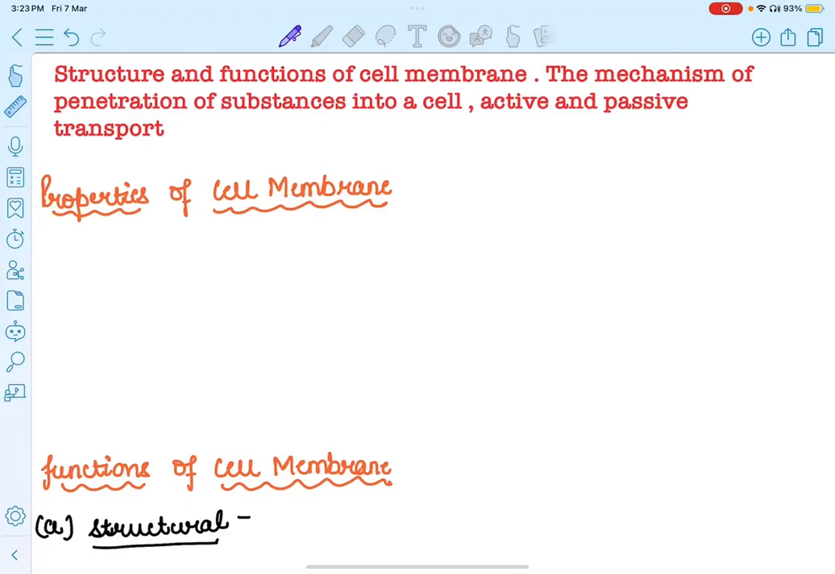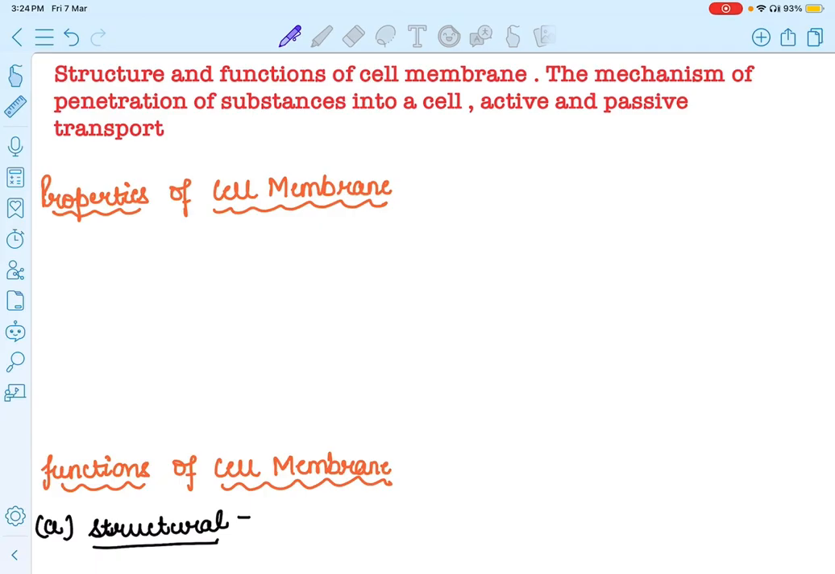Welcome to Biology with MEDMELO, and today we are going to discuss the fourth question of genetics, that is structure and function of the cell membrane, mechanism and penetration of substances into a cell, active and passive transport. So there are two parts of the question. First of all, the properties of the cell membrane, and then how the substances are transported in and out of the cell. Okay. So in the first part, first of all, we are going to discuss the cell membrane.